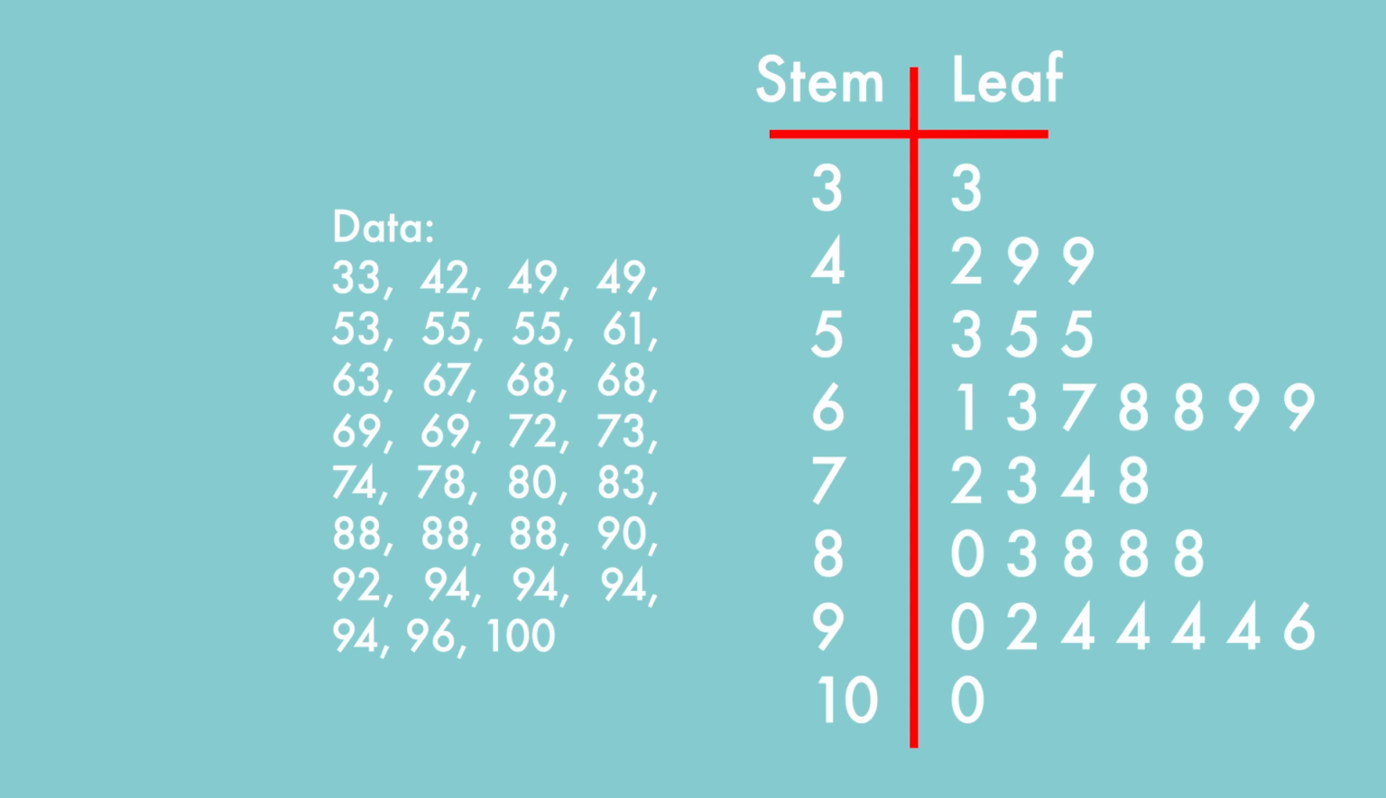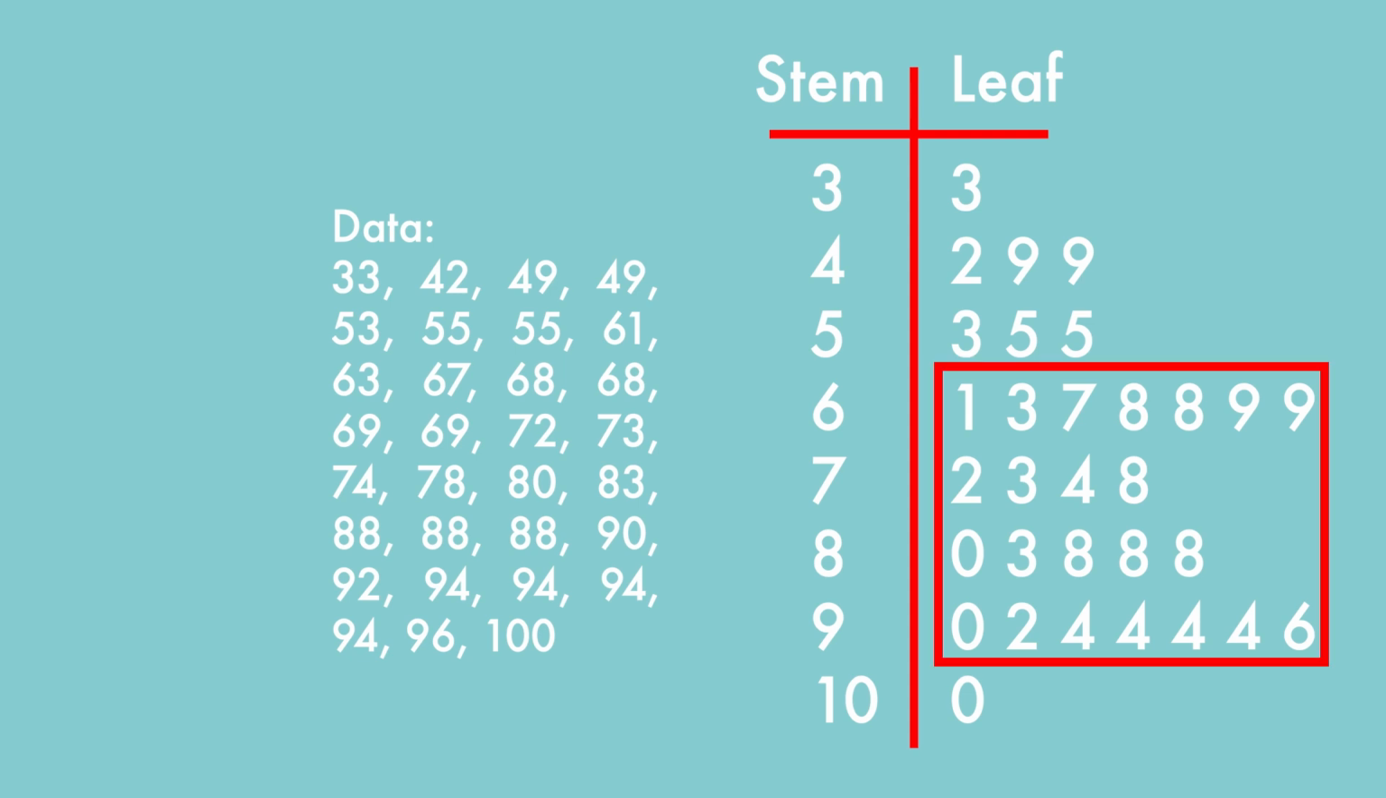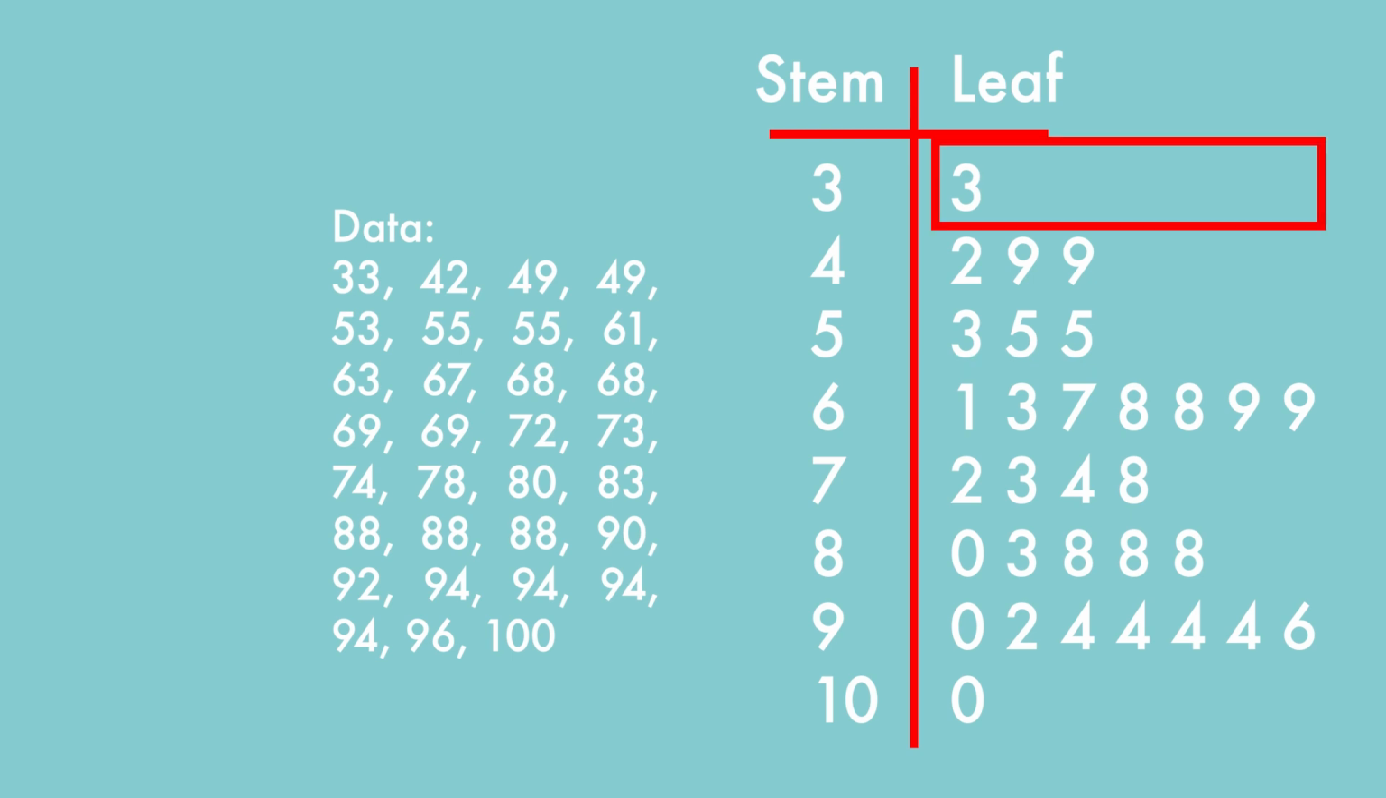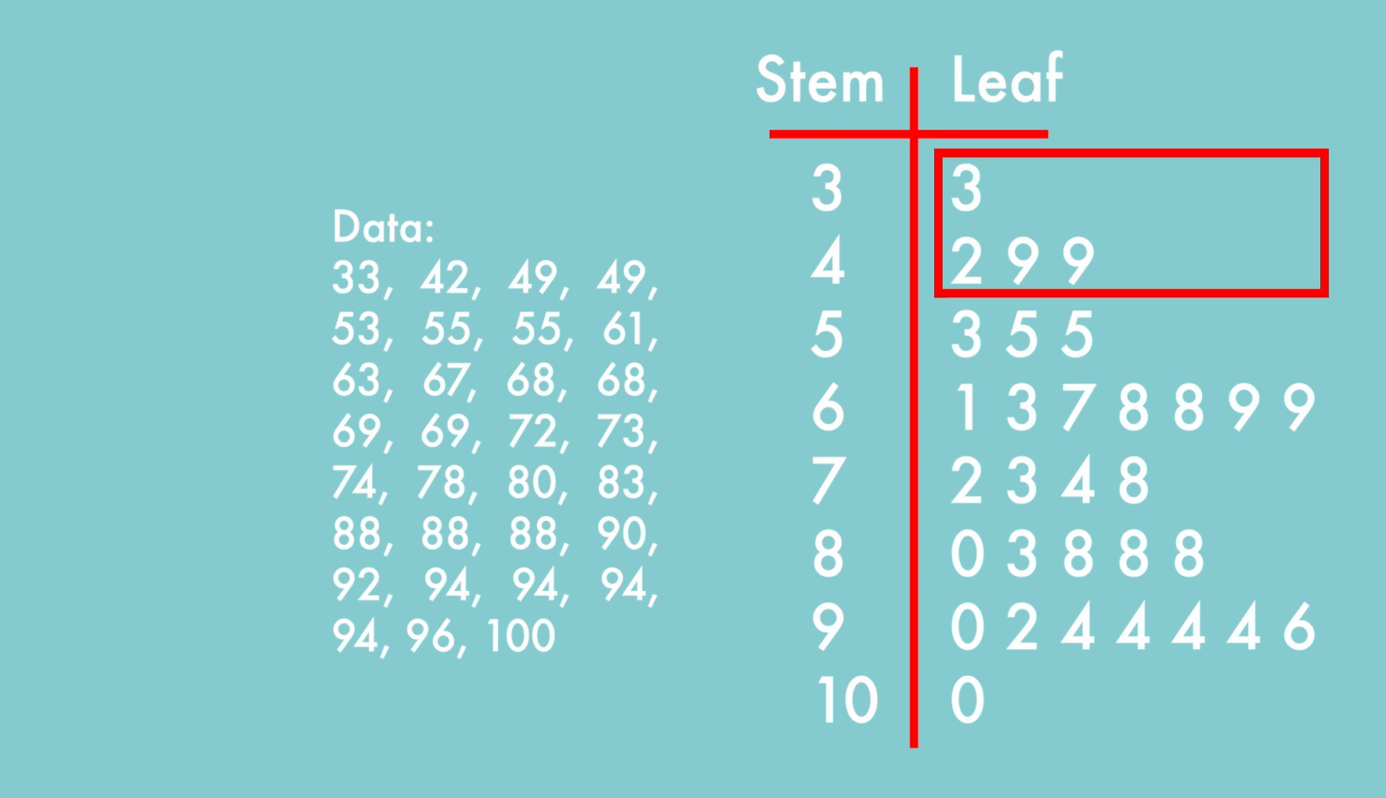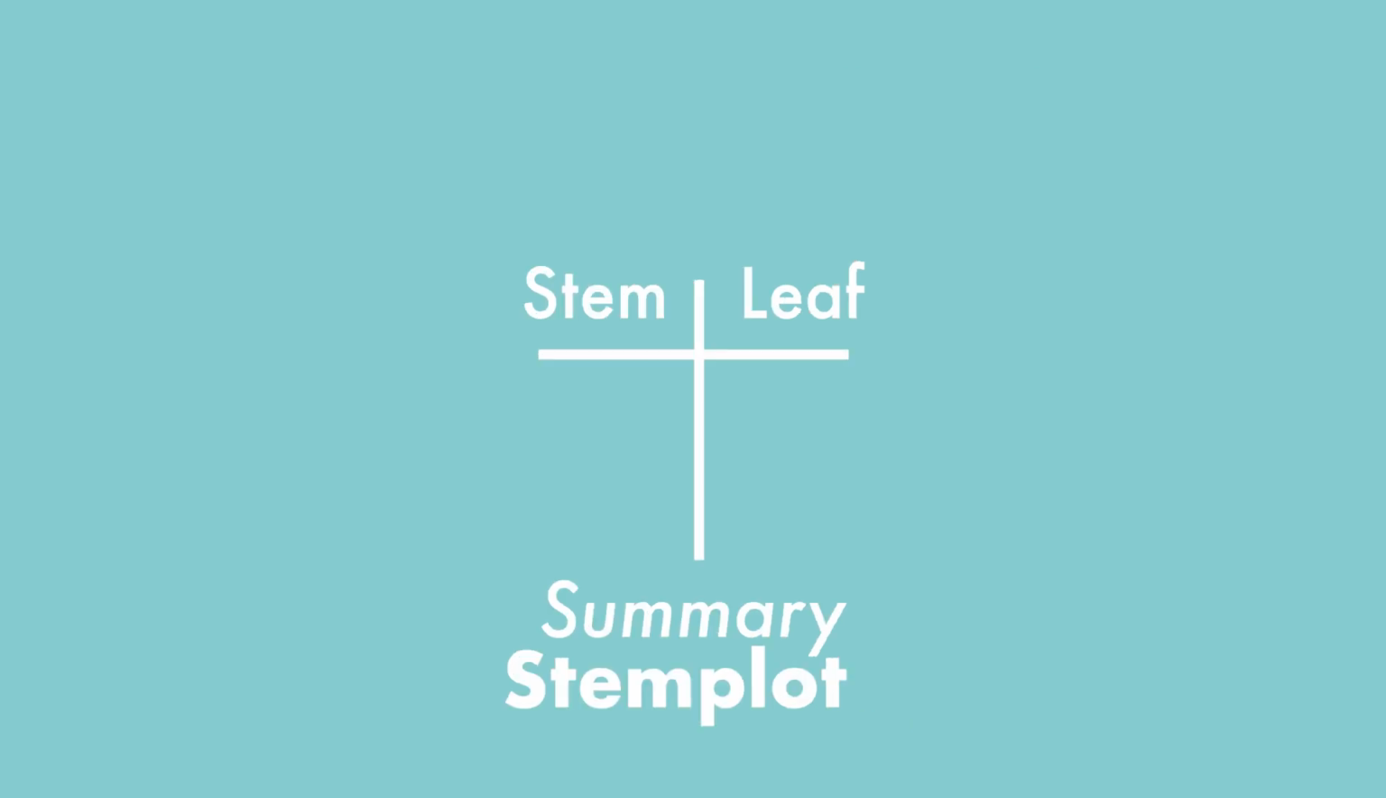Looking at the stem plot, we can see that most scores fell in the 60s, 70s, 80s, and 90s. We can see that only one student had a score in the 30s, which is bad. And we can also see that 4 students scored below 50. One student in the 30s and 3 students in the 40s. Stem plots help to organize things and give a nice overview of the data. They can be good for exploring individual observations.